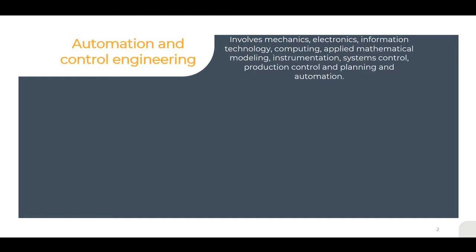So today we're going to talk about some few concepts about automation and control engineering. This subfield or subdomain of engineering involves mechanics, electronics, information technology, computing, applied mathematical modeling, instrumentation, systems control, production control, and planning. And then it also has some automation in it. So what do we mean by all this?